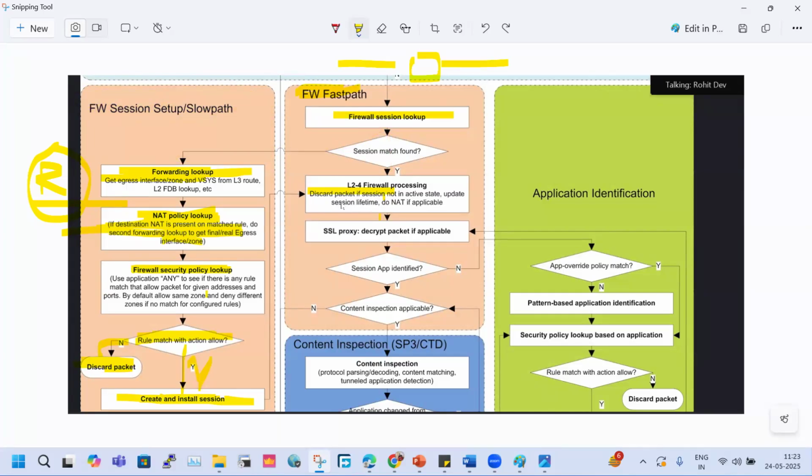The session match found is also doing the same process, because session match found will check only your session table, whether it has a session or not, right? Suppose anything got skipped from this level, then it will check from this level also, because we have multiple sessions, active and inactive sessions, right? Suppose you have a session with your firewall, but that is not in active state. That is in inactive state.